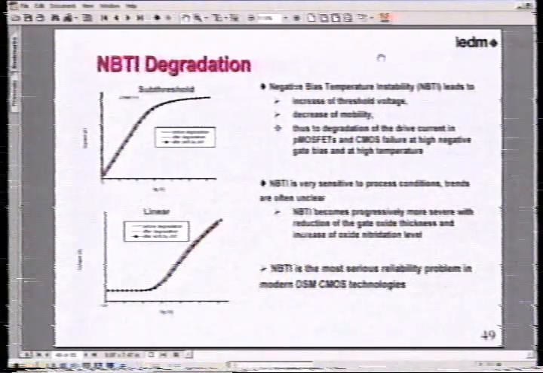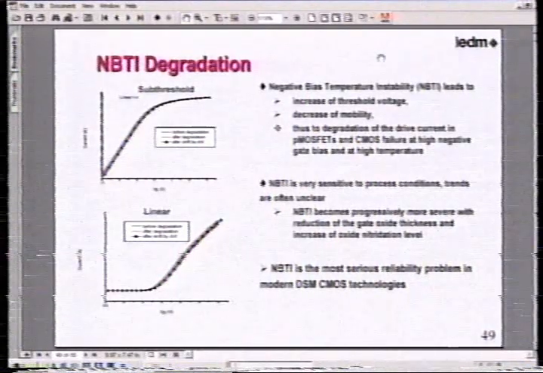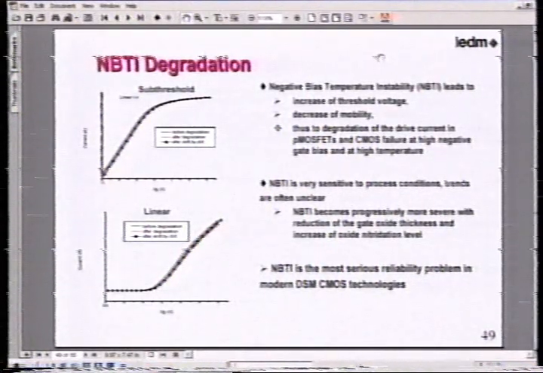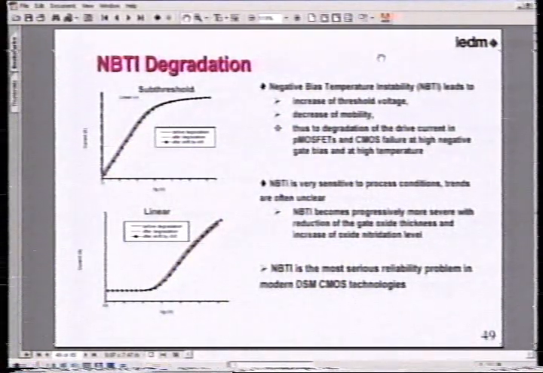If you look at NBTI, essentially what you're seeing is, due to negative bias and temperature, increased threshold voltage and decreased mobility. And this is true. This is a very, very big problem in PMOS FETs today. What makes it really difficult is that NBTI is extremely sensitive to the process conditions that you've already seen. So you see more, and NBTI becomes progressively more severe as you reduce the gate oxide. And it is the most serious reliability problem that we are seeing today in the front end.